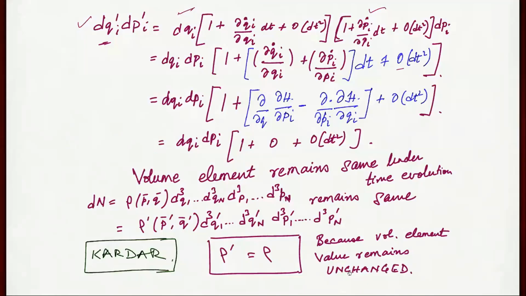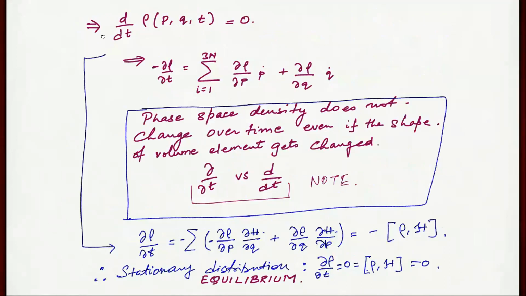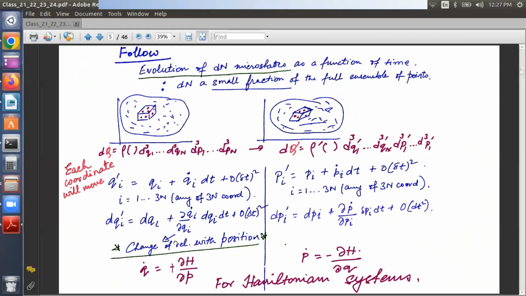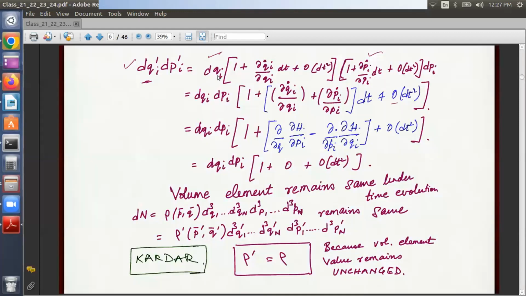which obey Hamilton's equation of motion. So what we have done is taken this equation and this equation and extracted out dq_i times 1 plus del q dot by del q_i into dt, and similarly here, that's all that we have done. So we have written out dq_i times 1 plus del q dot_i by del q_i dt plus higher order terms, times 1 plus del p_i dot by del p_i, how does it change with p_i, dt and so on and so forth.